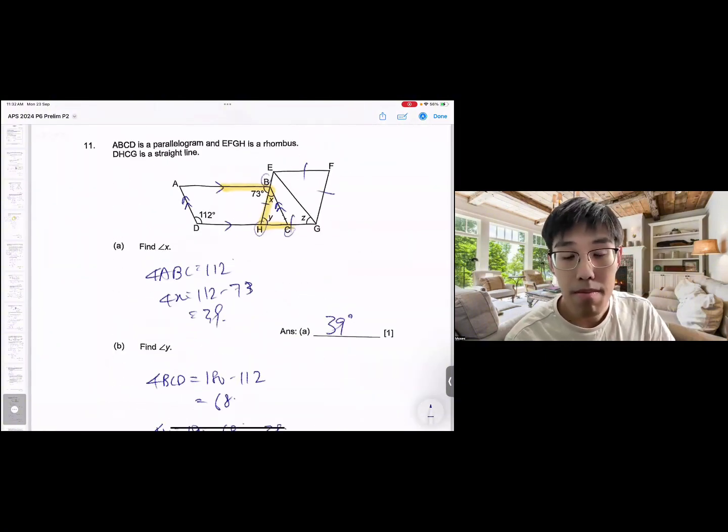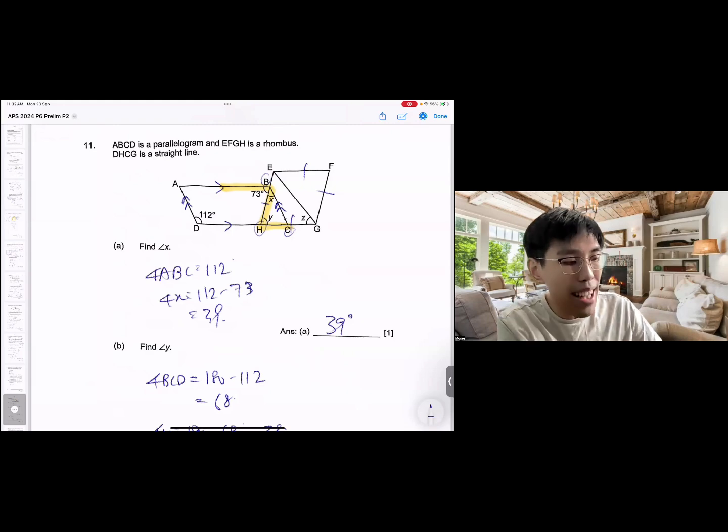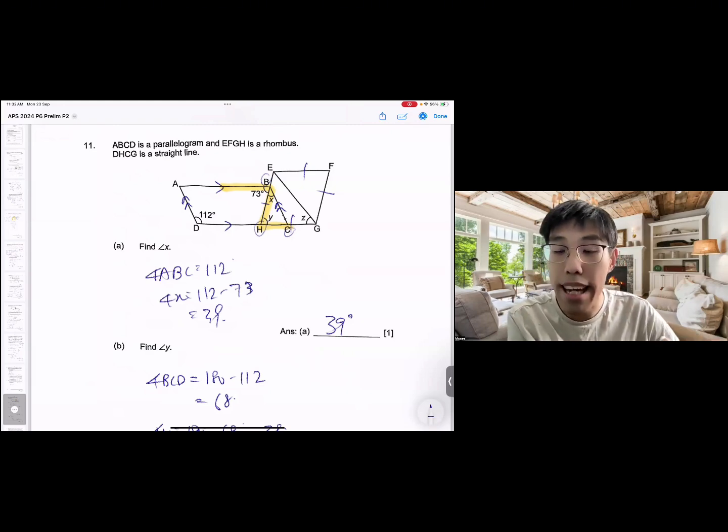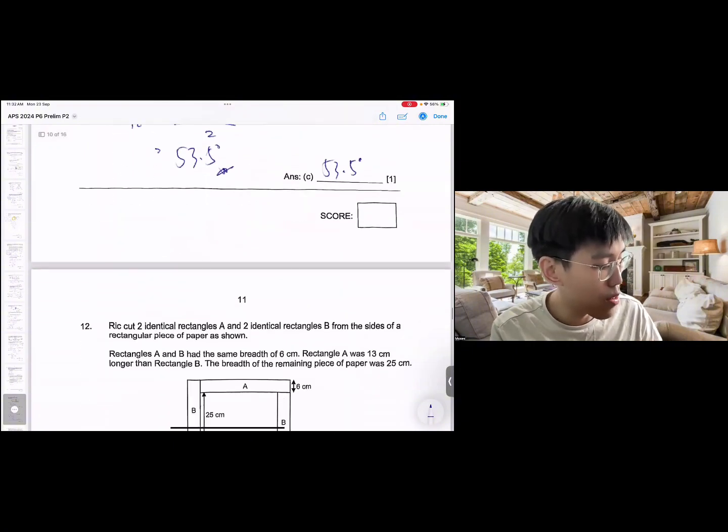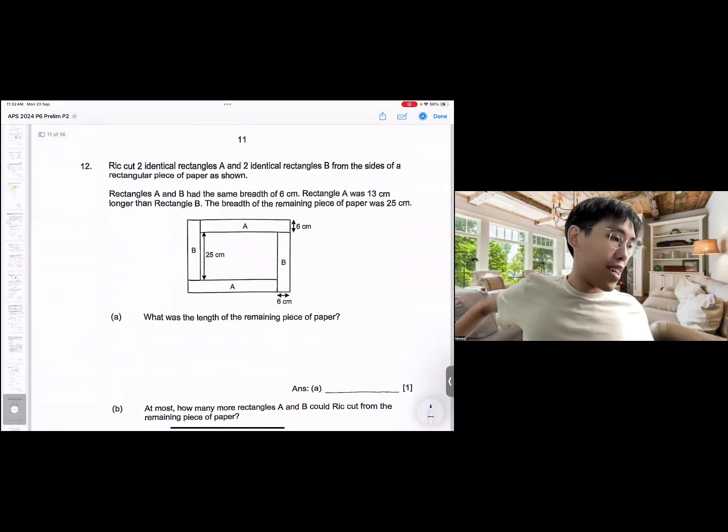Okay? And this one's quite straightforward. Once you understand and indicate the diagrams and annotate, everything will be very clear. Okay, let's move on. Question 12.